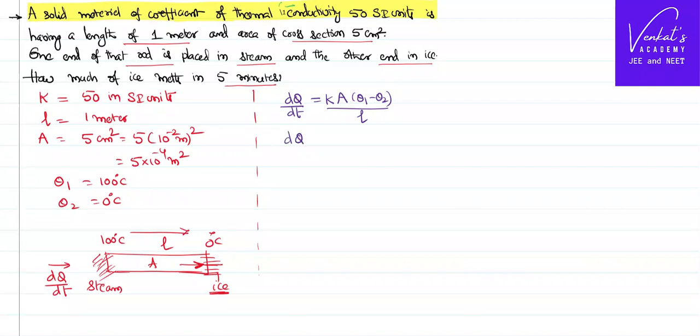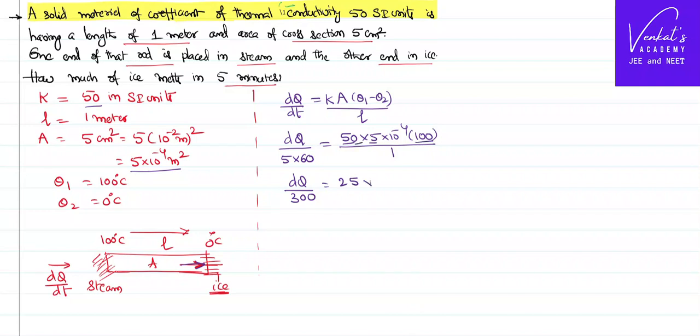Let me first find out how much heat is transferred in this process in 5 minutes. dq by dt, where time is 5 minutes. I convert that into seconds for the SI system, that is 5 into 60. Value of K is given as 50. Value of area is 5 into 10 power minus 4 in SI system. Delta theta is 100 minus 0. L is 1 meter. So dq by 300 equals 5 into 5, 25.